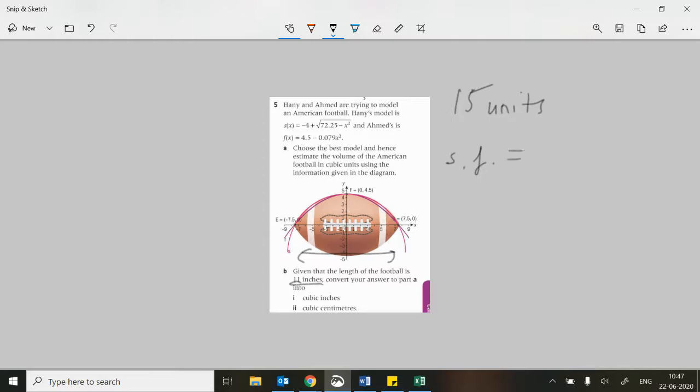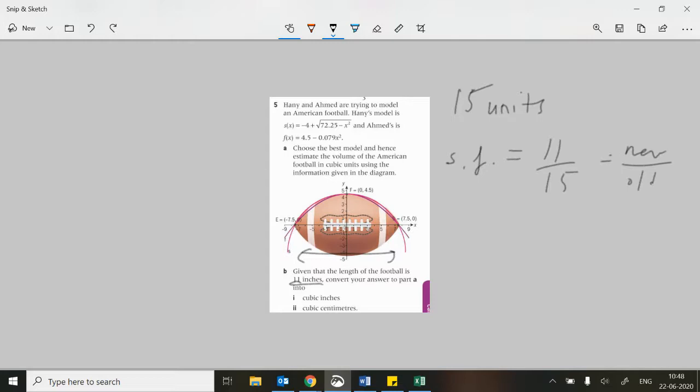The scale factor is going to be new divided by old. So scale factor is always the same formula, okay? It's new divided by old measurement. And we also know that it's reducing down, so it's going from 15 to 11, so you'll need to times by 11 over 15.